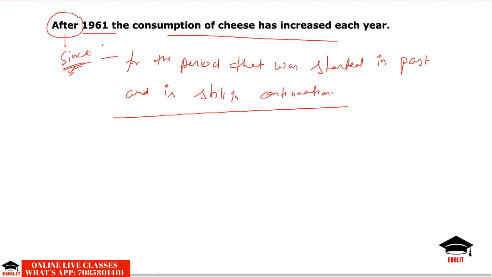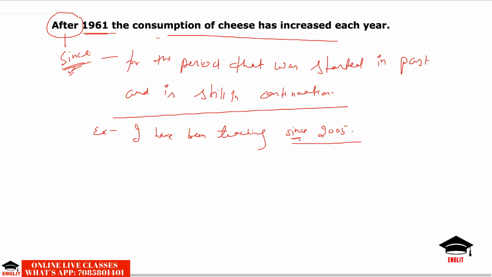लेकिन इस sentence में आप देखोगे since 1961 the consumption of cheese has increased. Means this consumption is started in 1961 and is still in continuation. We can take one more example like I have been teaching since 2005. So since 2005 means I started teaching in 2005 and I'm still doing the same activity, same profession. So we are using since rather than for or after.